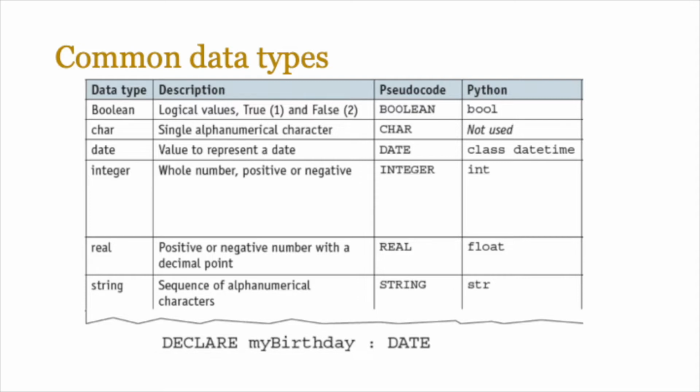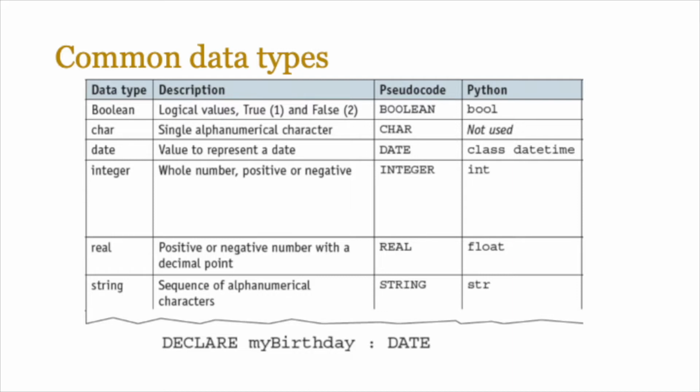Then you have char, which is a single alphanumerical character. CHAR in capitals, and it's not used in Python. Date is a value to represent a date, and in pseudocode we refer to that as capital DATE, and in Python you normally use a class which is called datetime.